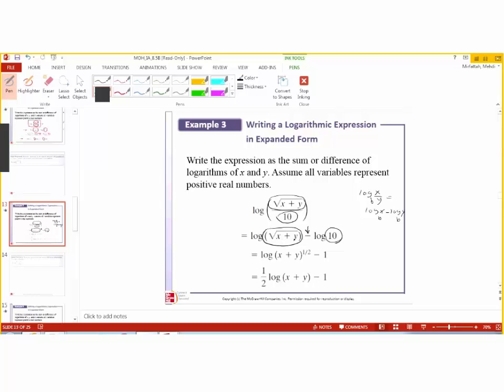Next thing is to write this as x plus y to the power 1/2. So you would get n. Next property would be, if I have log of x to the power of n, the same as n log of x. N can go right in front of this. So this 1/2 goes right in front of this. So it will be 1/2 log of x plus y minus. This is the same. That's why it's equal to 1.